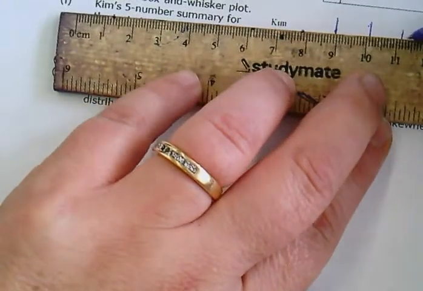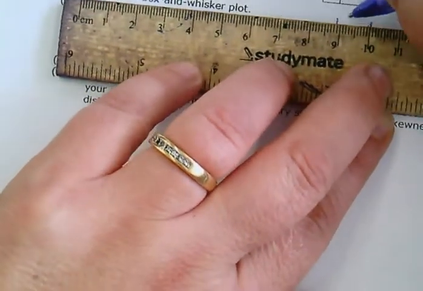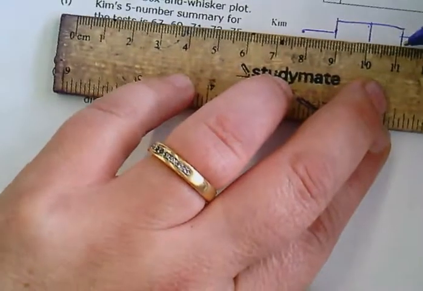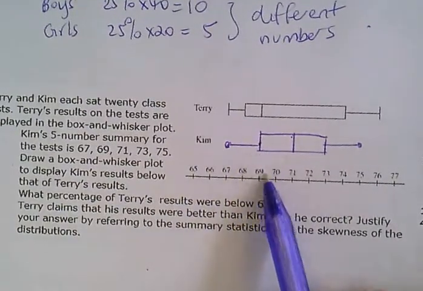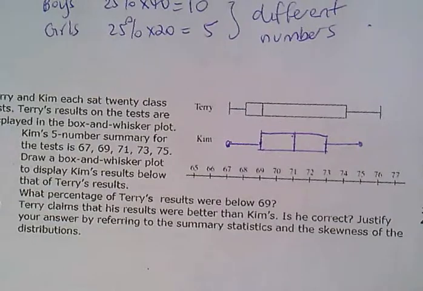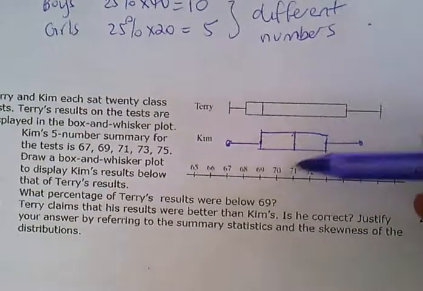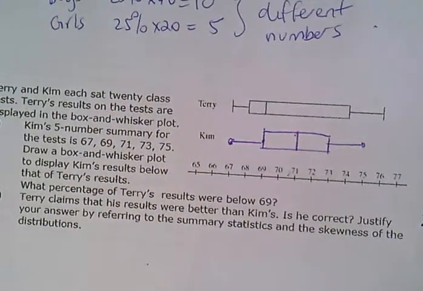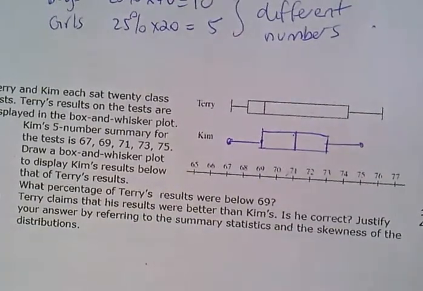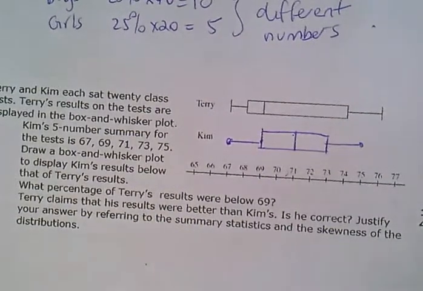So let's draw the box and whisker. I know my box is a bit bigger than the other one. Look how each one's going up by 2: 67 to 69, 71, 73, 75. If I put a line down the middle and folded it in half, the left-hand side would sit directly on top of the right-hand side. That is symmetrical. So Kim is not positively or negatively skewed. Her results are symmetrical.